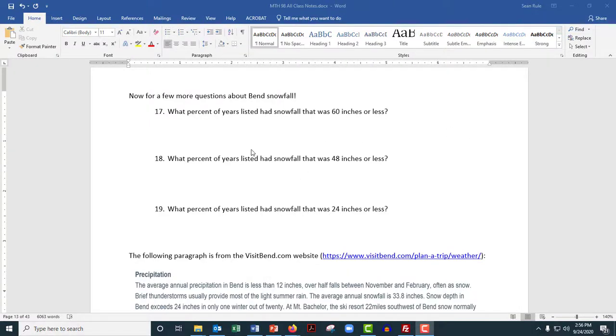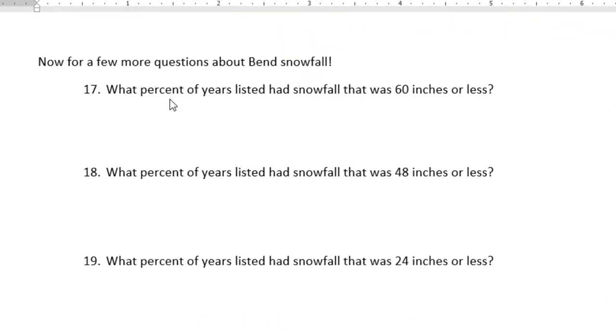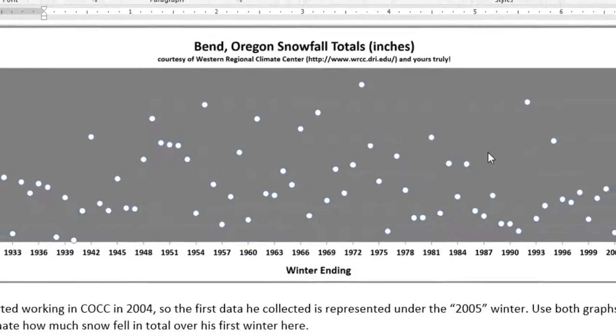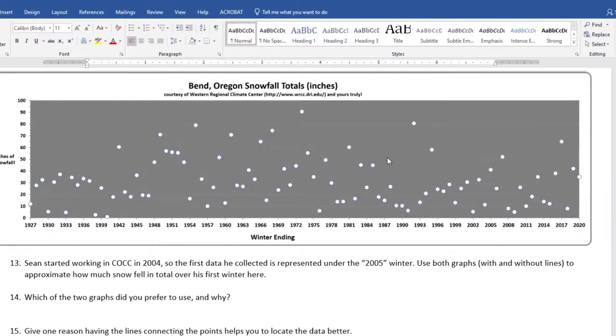All right, friends, we got a few more questions here about the snowfall graph. What percent of years listed had snowfall that was 60 inches or less? Okay, so let's go back up to, yeah, this is fine. Okay, so 60 inches or less. Now, I'm going to be a little bit clever about this, I think.